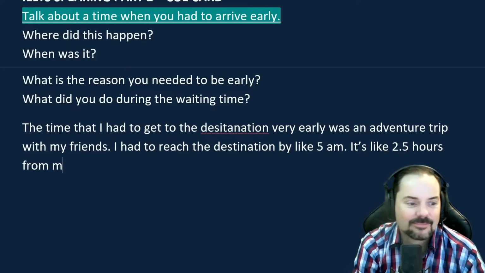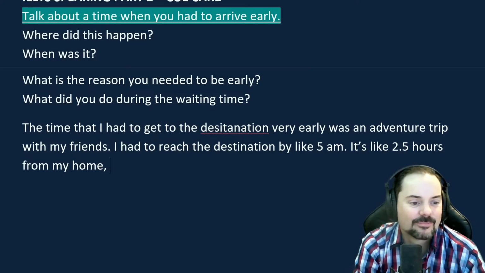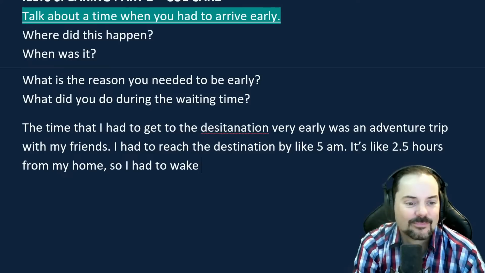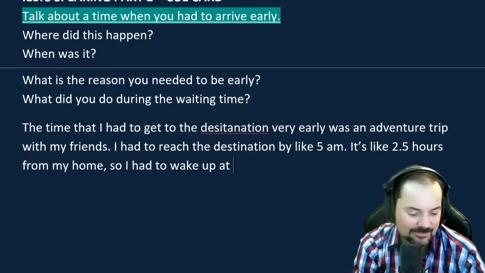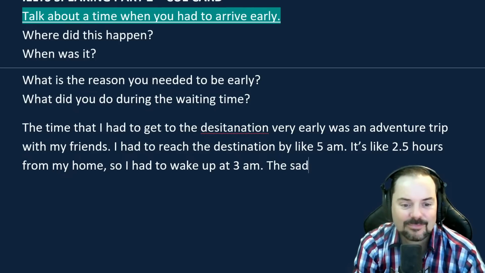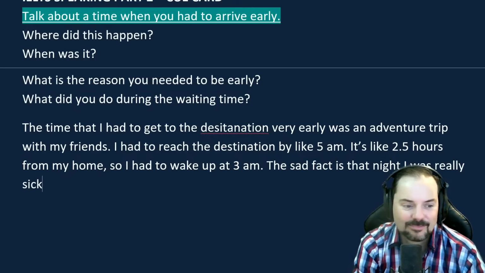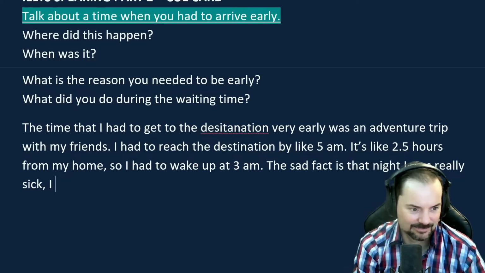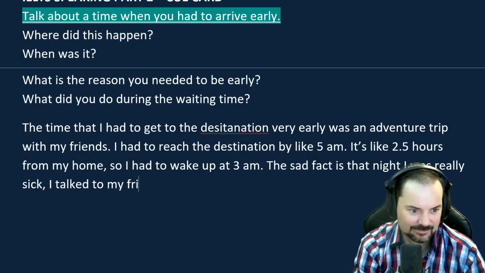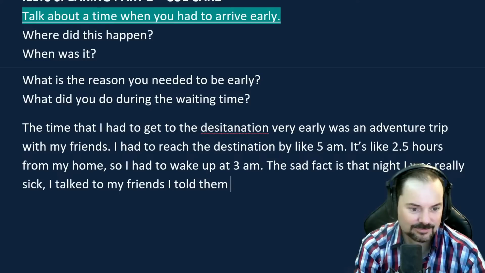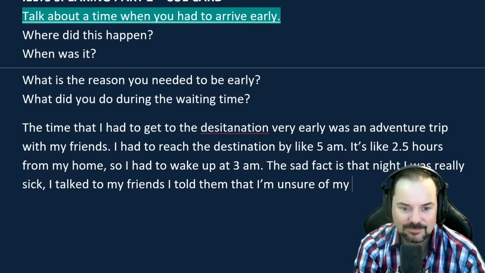The sad fact was that the night before, I was really sick, and I told my friends I'm not sure about my participation in that trip. However, luckily, at the right time I felt really good, and I went to the destination 15 minutes early.